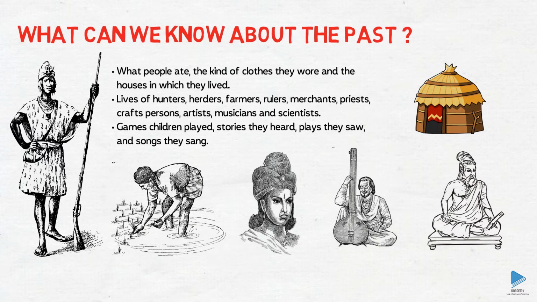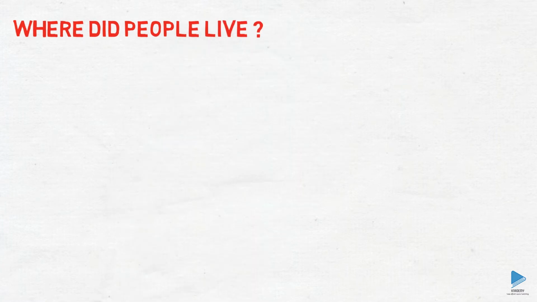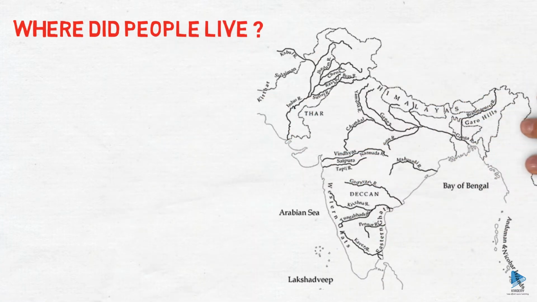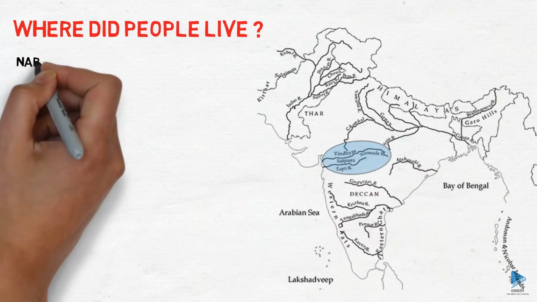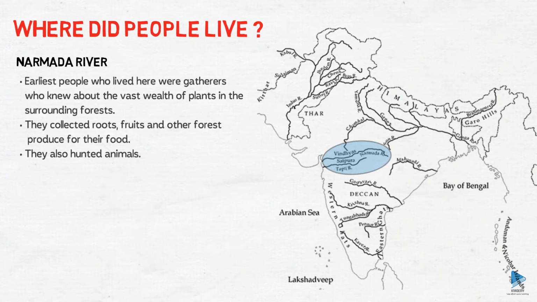There were so many places where people lived in the past. Like for thousands of years, people lived along the bank of Narmada River. Some of the earliest people who lived here were skilled gatherers, that is, people who gathered their food. They knew about the vast wealth of plants in surrounding forests and collected roots, fruits and other forest produce for their food and also hunted animals.